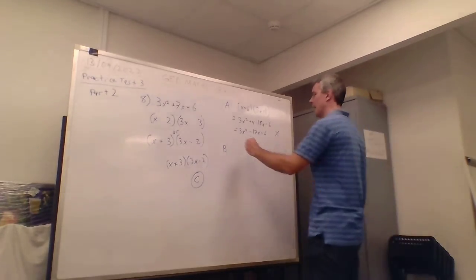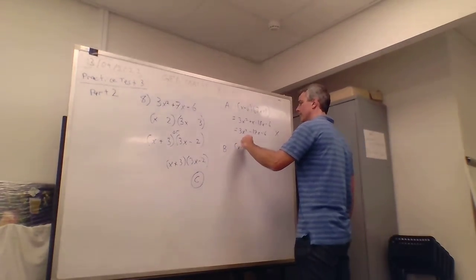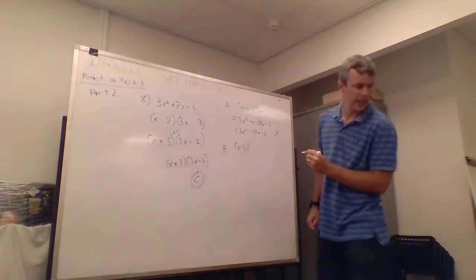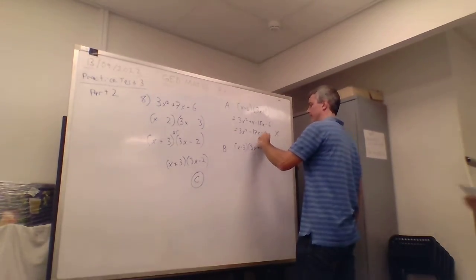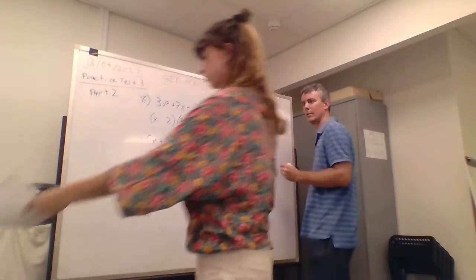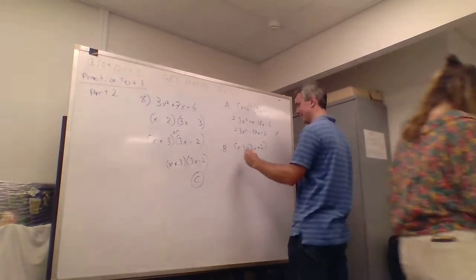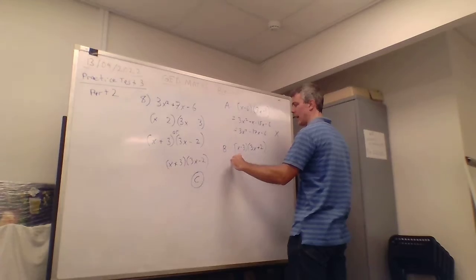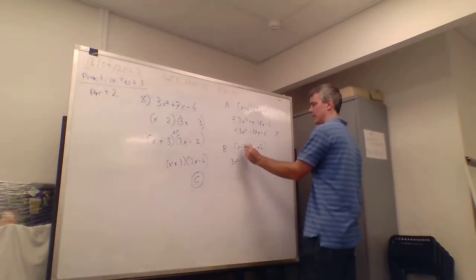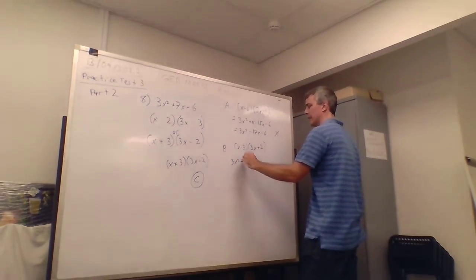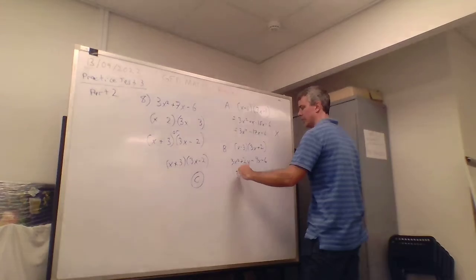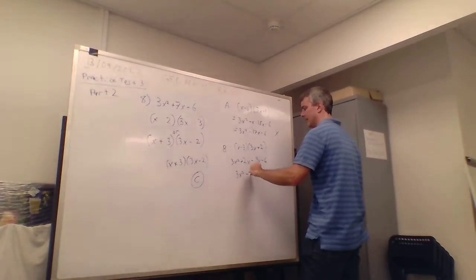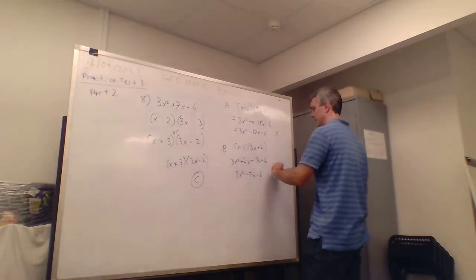B, x minus 3 and 3x plus 2, right? So again we get 3x squared, and then we do plus 2x minus 9x minus 6. This will give us 3x squared minus 7x minus 6.